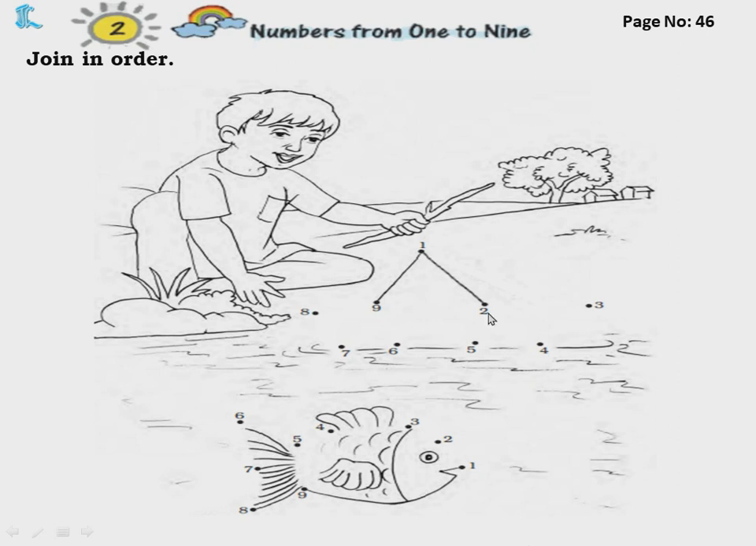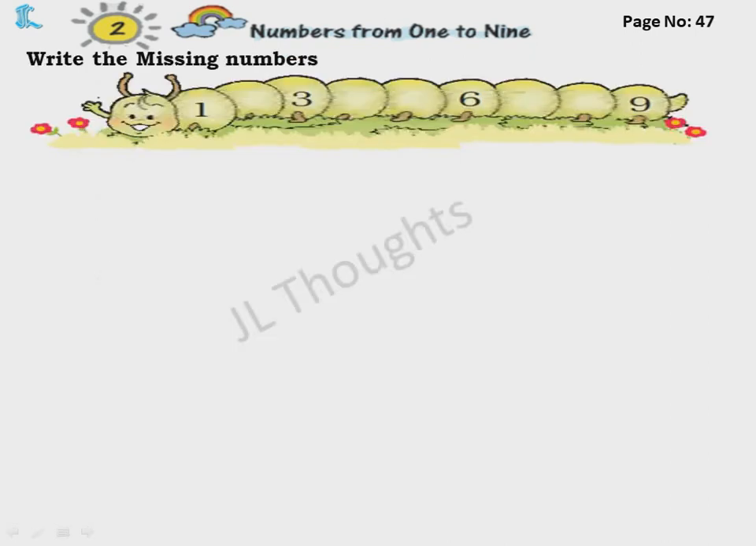Now next, page number 46, join in order. So here numbers are given like we did in our previous videos. We have to join like 1 to 2, 2 to 3, 3 to 4, 4 to 5, 5 to 6, 6 to 7, 7 to 8, 8 to 9. So this is a small boat which a boy has made. Now again the fish we will join. 1 is here. So 1 to 2, 2 to 3, 3 to 4, 4 to 5, 5 to 6, 6 to 7, 7 to 8, 8 to 9. Understood, children, how to do this?